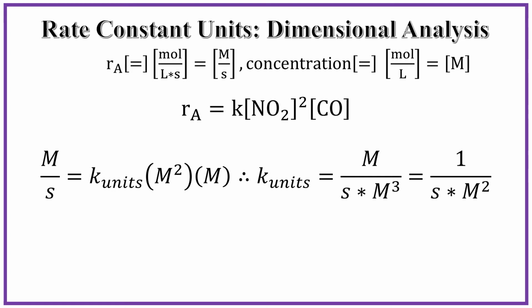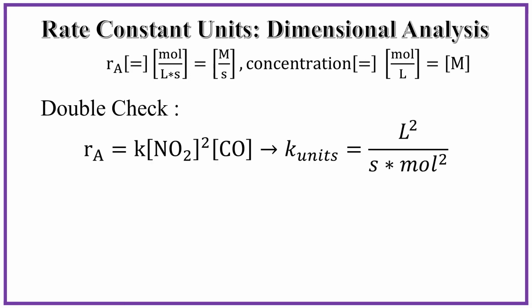The units for K can be solved for just like an algebraic equation. Molarity per second is equal to K times molarity cubed. Solving for K's units, we find that K has units of 1 over seconds times molarity squared, or liters squared per seconds times moles squared.